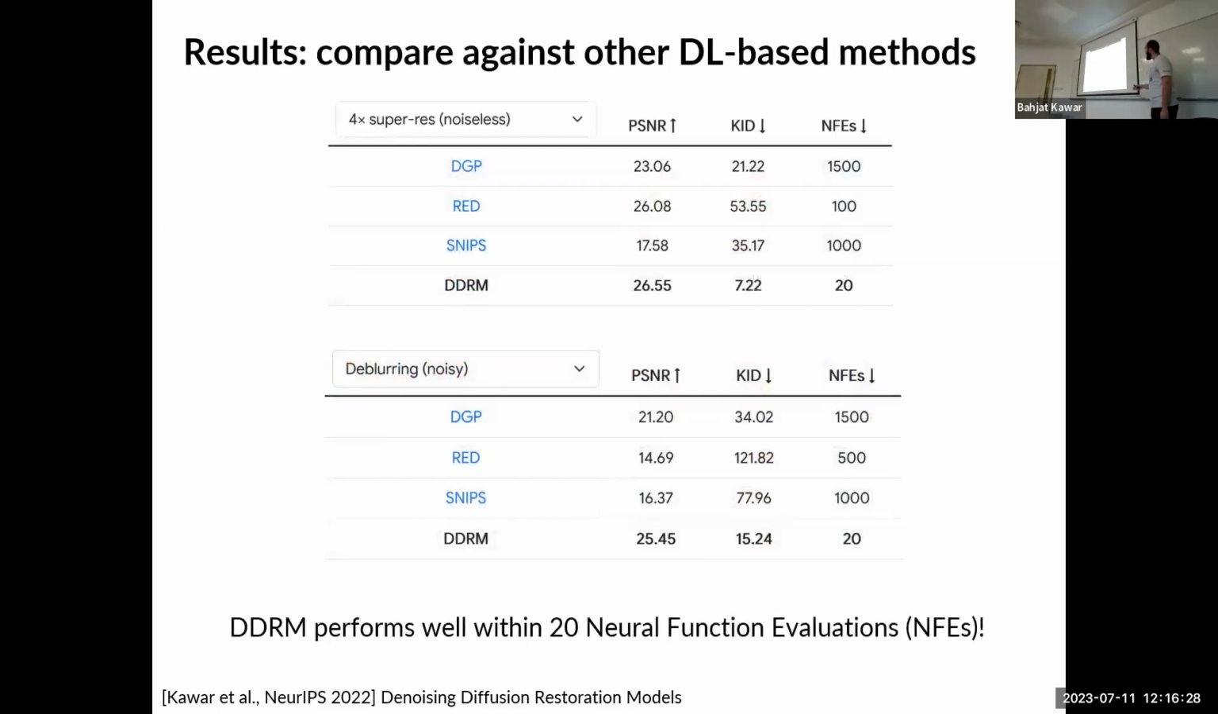In terms of numbers, we measure PSNR as a distortion metric from the original image that we do not see during inference time. KID, which is similar to FID, measures perceptual quality regardless of the input observation. And the number of neural function evaluations is the number of times we apply the neural network. It's linearly related to the runtime. You can see that DRM runs in 20 steps and beats all other competitors in both distortion and perception metrics. Other competitors need hundreds or thousands of iterations. So it's a really good acceleration.